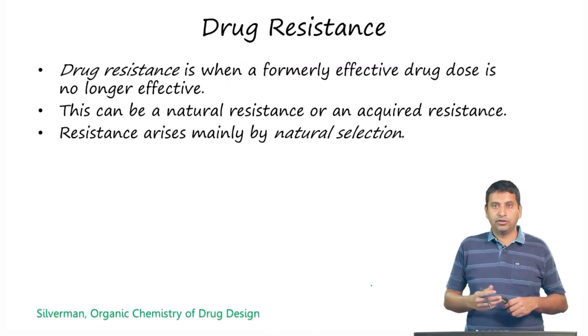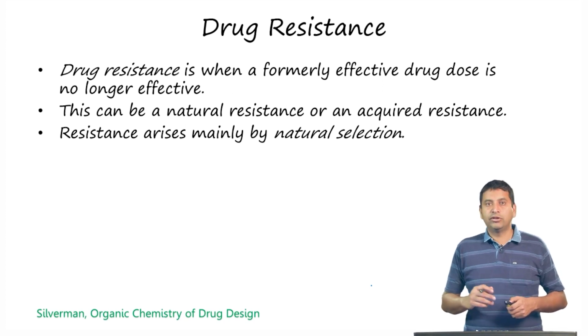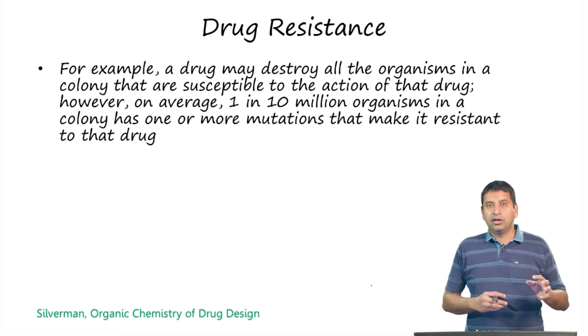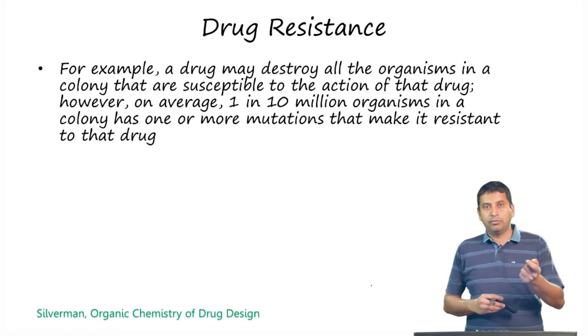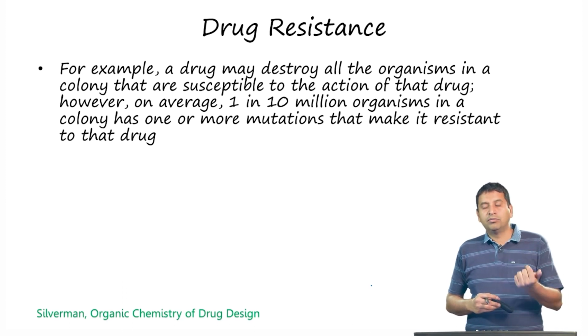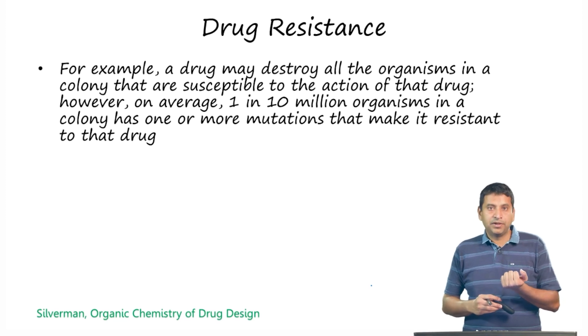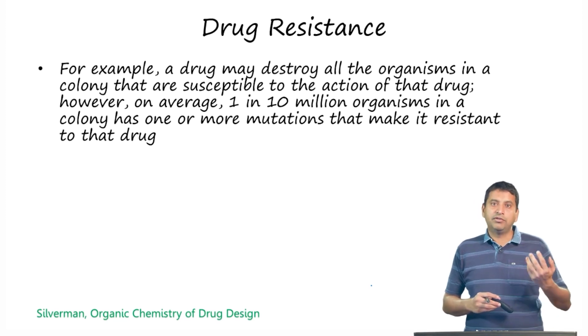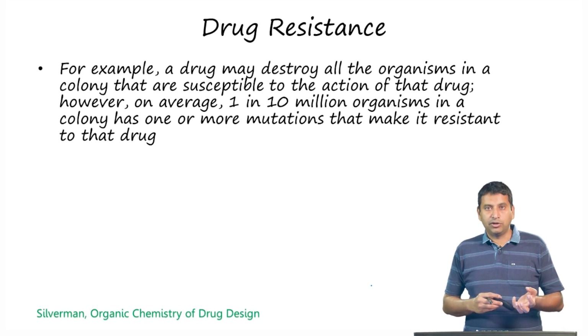This could be a natural resistance or an acquired resistance. Resistance mainly arises by natural selection. For example, a drug may destroy all the organisms in a colony. If you have a bacteria like 10 million organisms, one organism will survive and the rest of them will die. But that one organism can survive and divide and perhaps grow into a new colony, right. So, that one organism which was naturally resistant to the antibiotic or the drug is what is going to be causing this drug resistance.